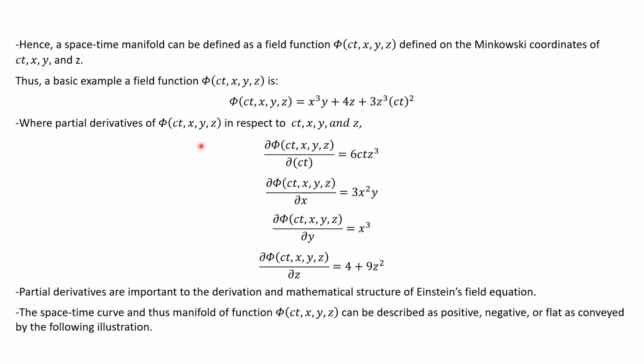The partial derivatives of the field function with respect to the Minkowski coordinates here are given here, where we have each partial derivative with respect to the temporal coordinate and x, y, and z, the spatial coordinates, which gives us the values of each partial derivative. Partial derivatives are important to the derivation and mathematical structure of Einstein's field equations. Thus, the space-time curve and thus the manifold function phi can be described as positive, negative, or flat, as conveyed by the following illustration.